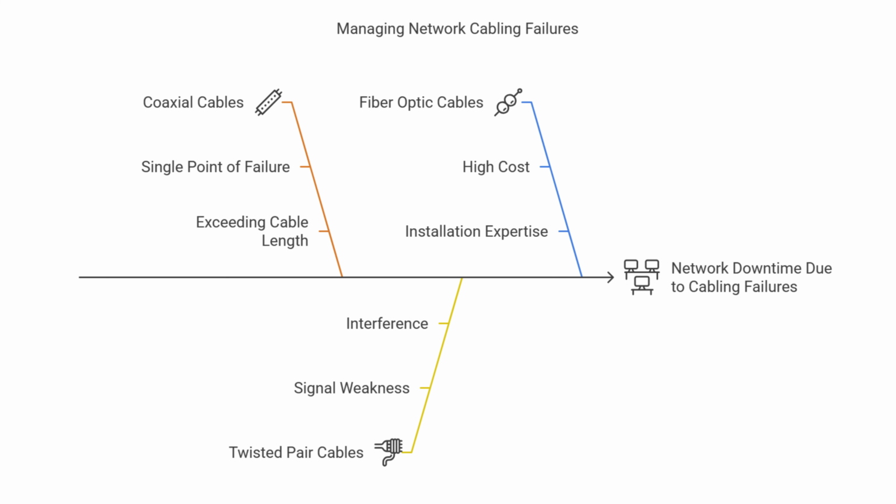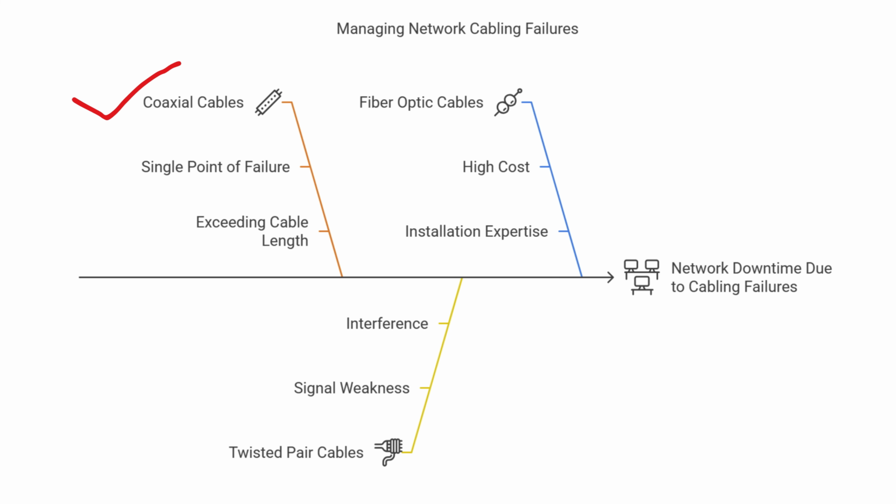Let's go over some of the most common single points of failure and how to manage them. Cabling failures. A network is only as strong as its cabling infrastructure. If a cable fails and there's no backup, network traffic stops. Different types of cables have different failure risks, so let's look at them one by one.